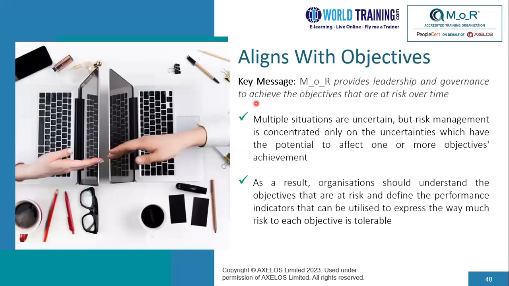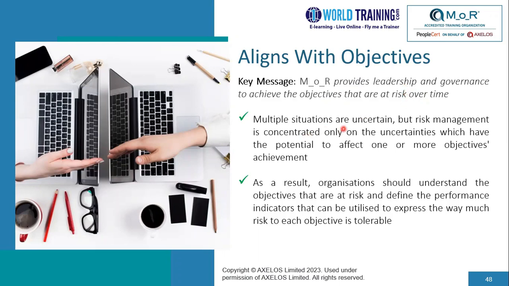So we'll study the 7 principles, or rather the 8 principles, in slightly greater detail in this module. Now, principle number 1 is align with objectives. The key message is that MOR provides leadership and governance to achieve the objectives that are at risk over time. So the key words being providing leadership and governance to achieve the objectives that are at risk over time.